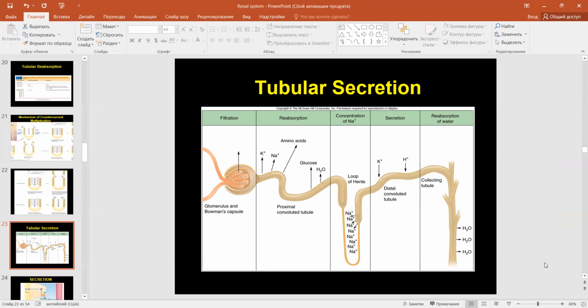Anything that gains entry to the tubular fluid, whether by glomerular filtration or tubular secretion, and fails to be reabsorbed is eliminated in the urine. The most important substances secreted by the tubules are hydrogen ion, potassium ion, and organic anions and cations, many of which are compounds foreign to the body.